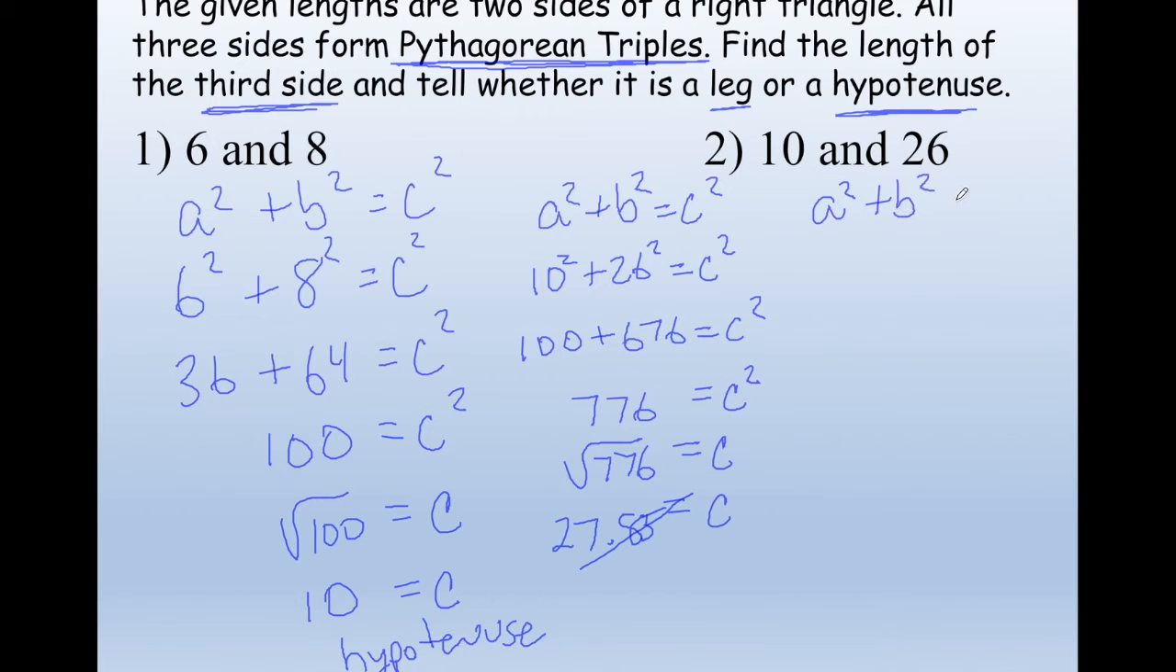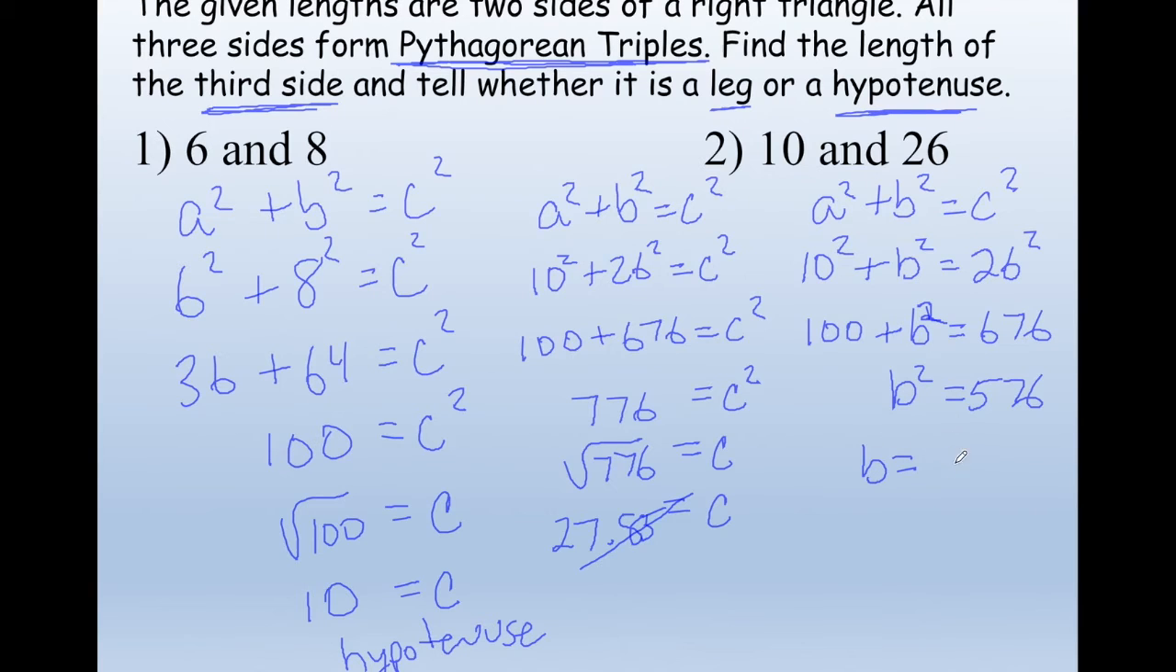So we should have, instead of putting the 26 in for B, put the 26 in for C, because we know it's supposed to be a whole number. So it's 100 plus b squared equals 676. Subtract 100 from both sides. 576. Take the square root of 576. B is equal to 24. Whole number, exactly what we were looking for. 24 is less than 26, so what do we find? We found a leg.